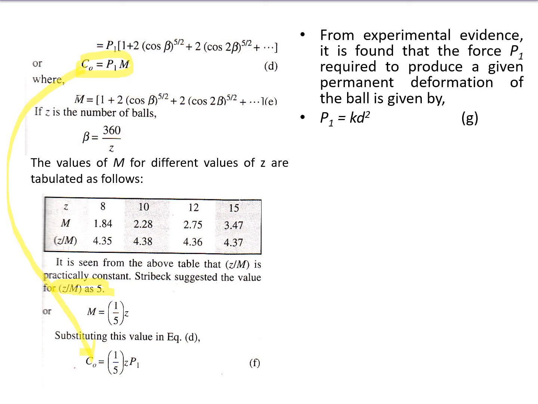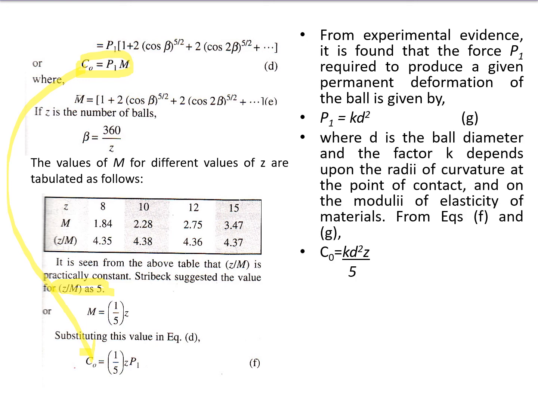So this is the experimental result, that P1 is equal to k d squared, where d is the diameter of the ball and the factor k depends upon the radii of curvature and the modulus of elasticity. So we can say that C0 is equal to k d squared Z upon 5. This equation is used for calculating the static load of a bearing, and it is known as the Stribeck equation. So thank you very much.